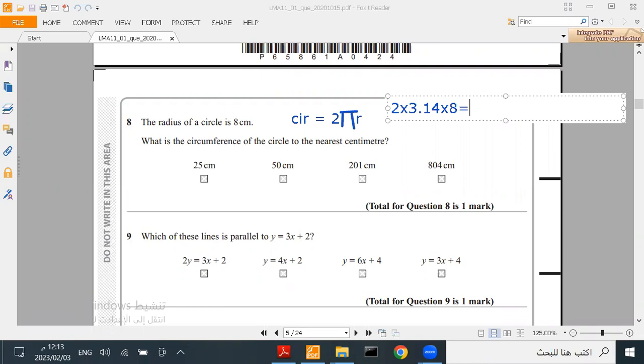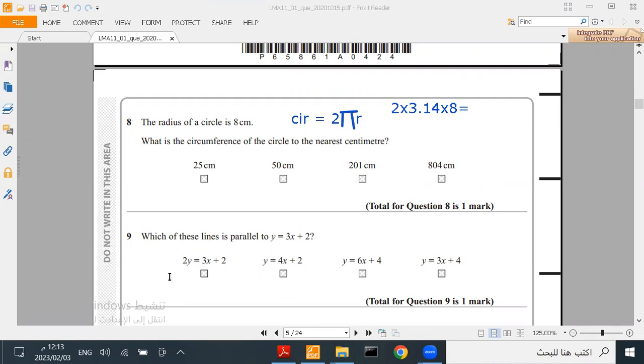And the answer is 50.24, which is 50 to the nearest centimeter. Very good. So the nearest centimeter is going to be 50. Good. 3.14 times 8, easy. Good. Question 9. Which of these lines is parallel to this line?